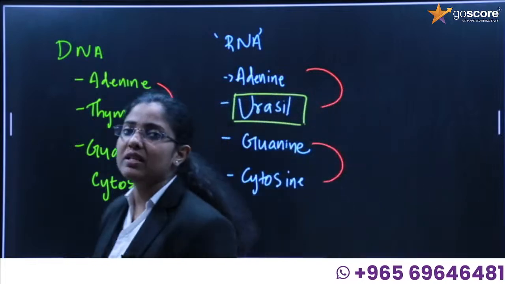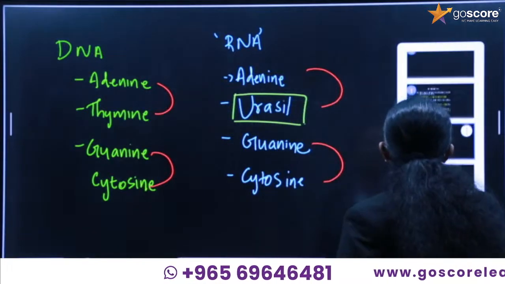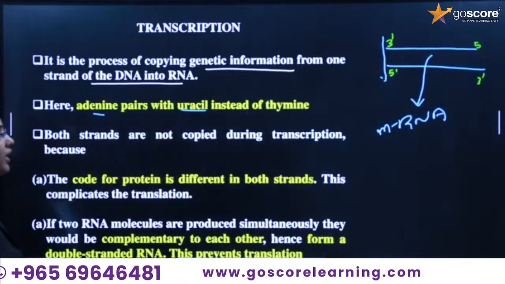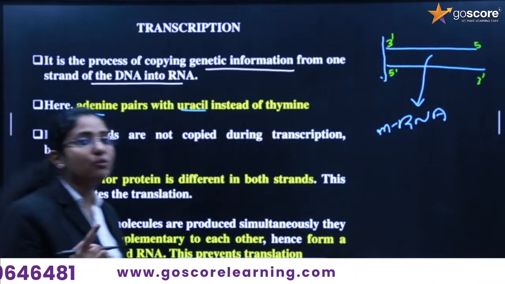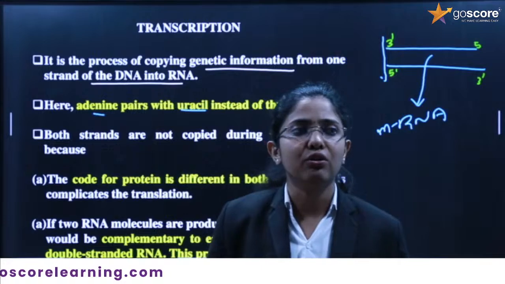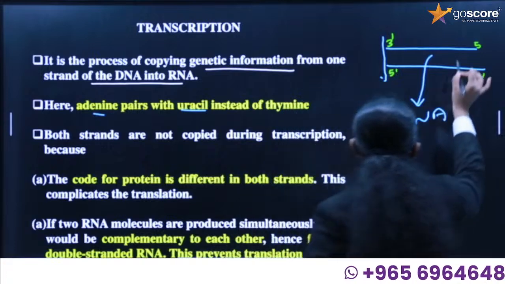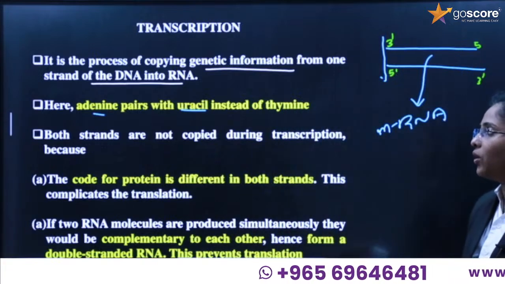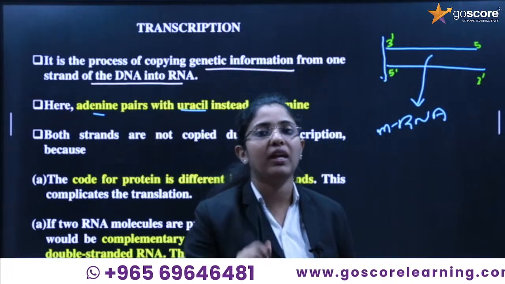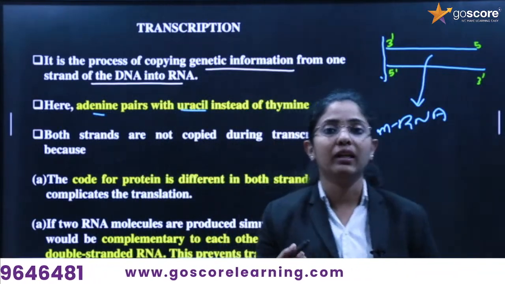Okay, so what happens in transcription? We have to study what happens in transcription. Both strands are not copied during transcription. In the case of replication, you already know both the strands will undergo replication to form a new strand of DNA. In the case of transcription, these two strands won't undergo the process. Only one strand will be undergoing transcription. Why only one strand?